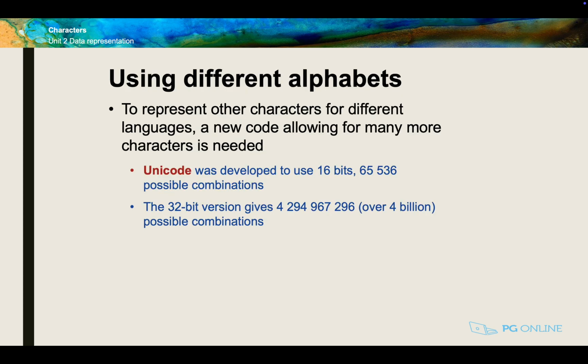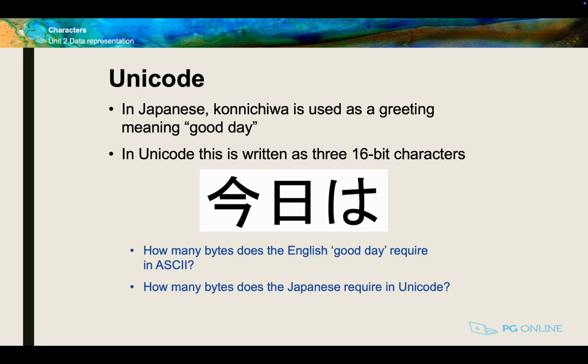In order to combat that, Unicode was developed. That's the other character set that we didn't really go into. There's two character sets. Unicode can use 16 bits, which gives us so many more combinations, 65,000 or more.